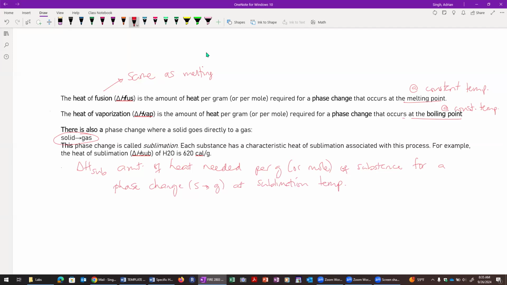Okay, so we have all those three terms that we've seen previously: melting or fusion, vaporization, and sublimation. There's an energy associated with those phase transitions that we refer to as the heat of fusion, heat of vaporization, or heat of sublimation, respectively.